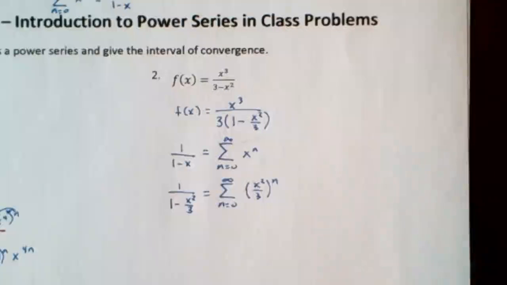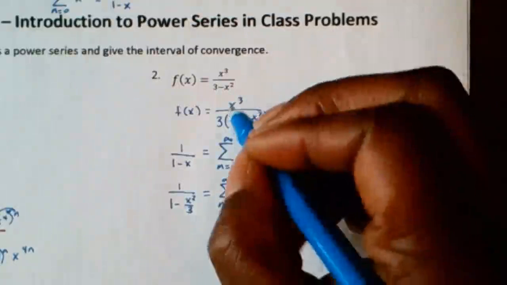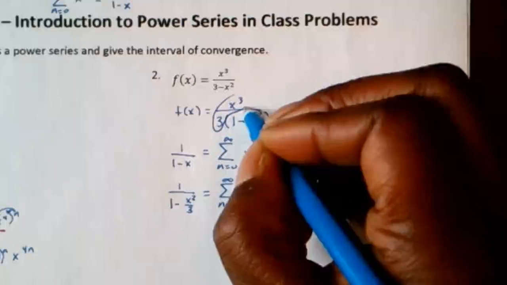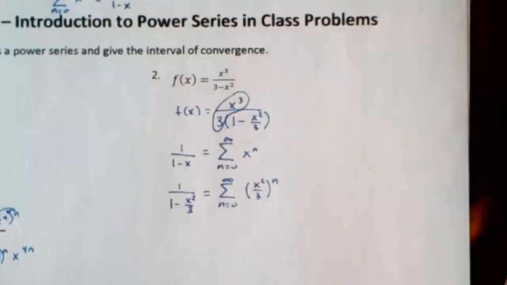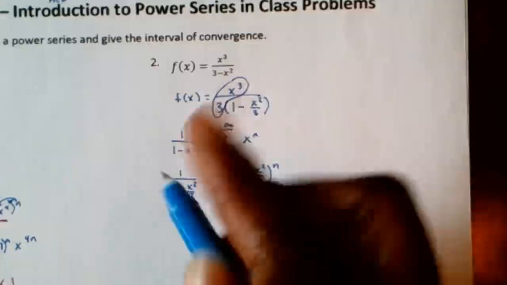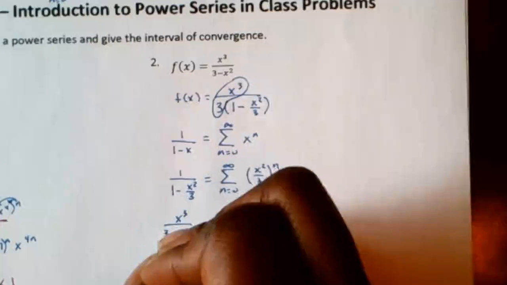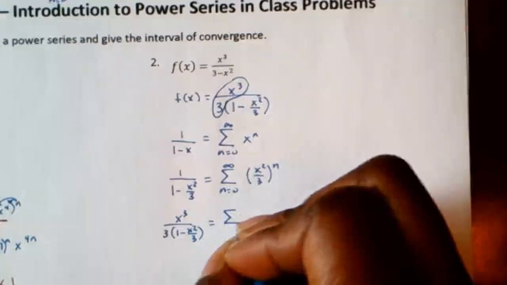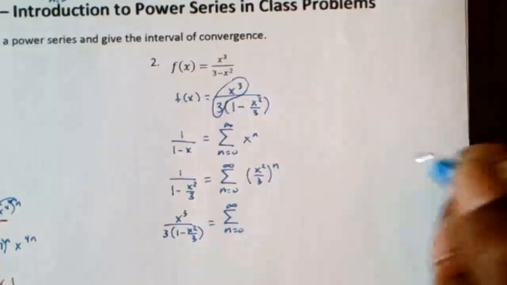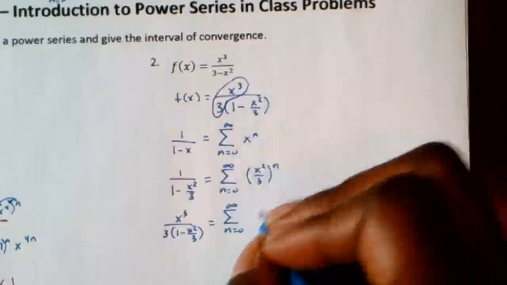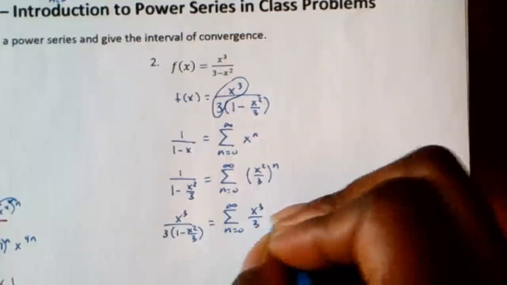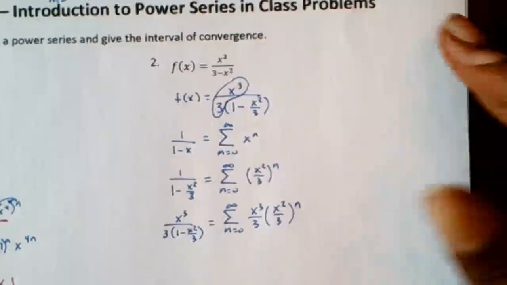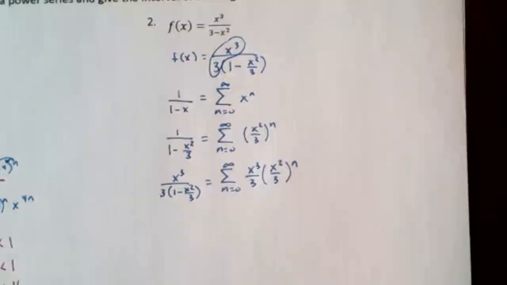Alright, next thing I notice is that really all I have is this function that I wrote being multiplied by this x cubed over 3. And so I'm going to rewrite my next step as x cubed over 3 times 1 minus x squared over 3 equals the sum, n equals 0 to infinity. Again, all I did was multiply it by x cubed over 3. So x cubed over 3 and then times what I had before. Now again, technically I'm done, but it's not really written in the power series form.